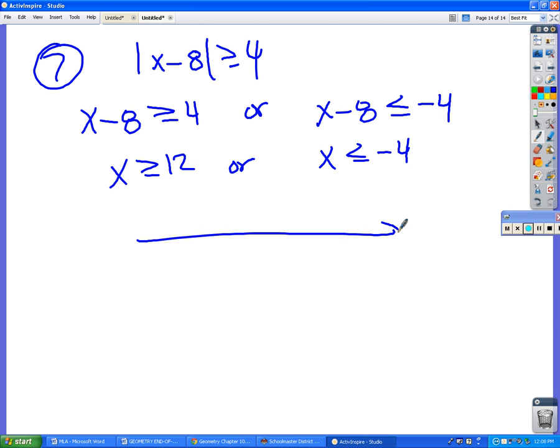So if you look at that graph, it's 2 separate graphs. At 12, I need a closed dot and the arrow going to the right. And at negative 4, I need a closed dot and the arrow going to the left. So which one is that? Would it be positive 4? Yeah, there's no option for negative 4. Oh, I'm sorry, I screwed up. Because you add 8 to both sides, so that's going to be positive 4, so we'll call that positive 4. So it is D.